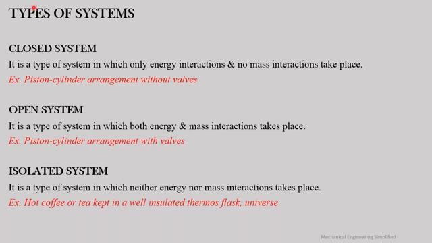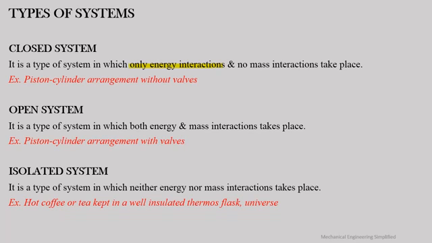Let us move. We have classified systems into three categories: closed system, open system, and isolated system. Have a look at them. Closed system is a type of system in which only energy interaction and no mass interaction take place. A simple example is a piston cylinder arrangement without valves. No mass can enter or leave the system. However, energy can enter or leave the system. That is a closed system.